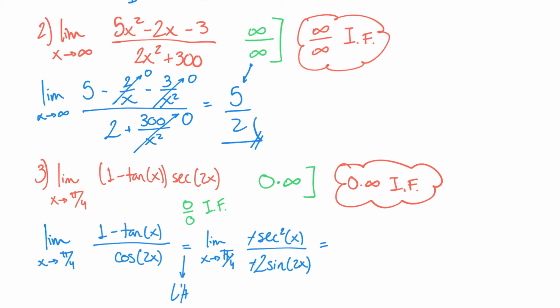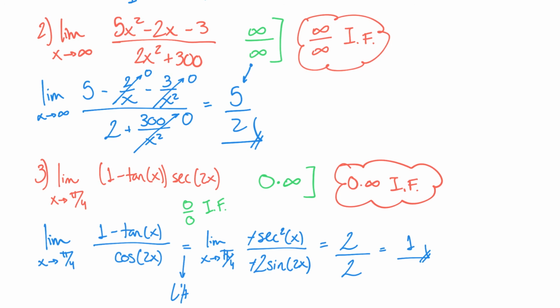In this case, the cosine of pi over 4 is 1 over square root of 2, so then the secant is the opposite, so it's square root of 2 squared, I get a 2. And then sine of pi over 2 is 1, so I get a 2 over 2, and the final solution is 1.